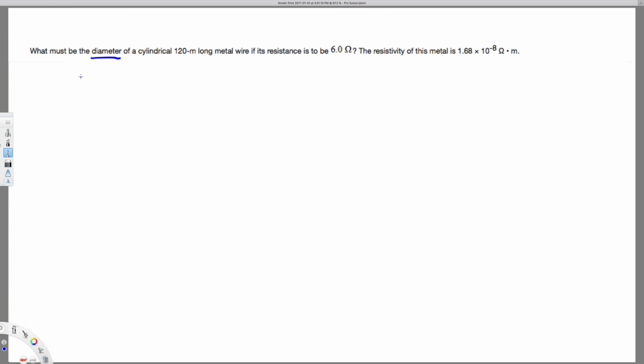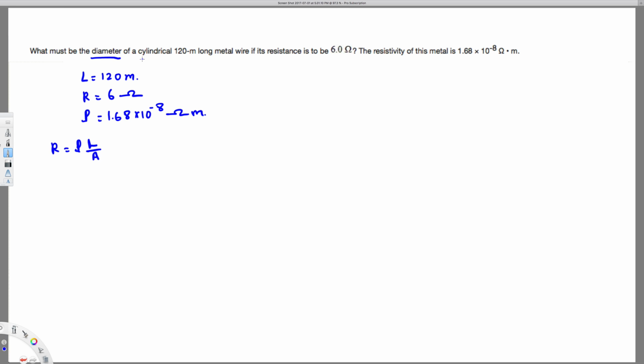Here we have the length, that is 120 meter, and they also have given the resistance is equal to 6 ohm. Also they have given the resistivity, that is rho, that is equal to 1.68 times 10 to the power of minus 8 ohm meter. So we have all this information, and they are asking for the diameter. Whenever we see these things, we can remember this equation, that is R is equal to rho L over A, right? So this is the equation that comes to mind.